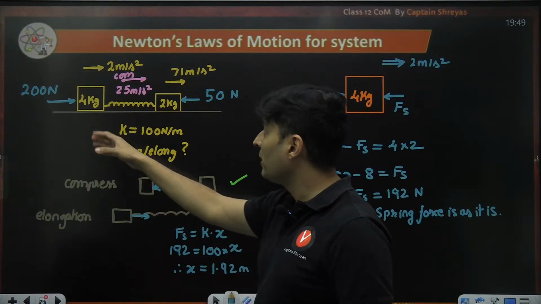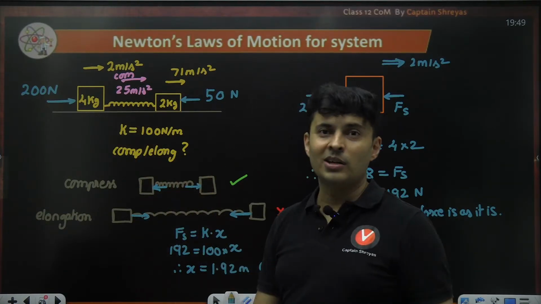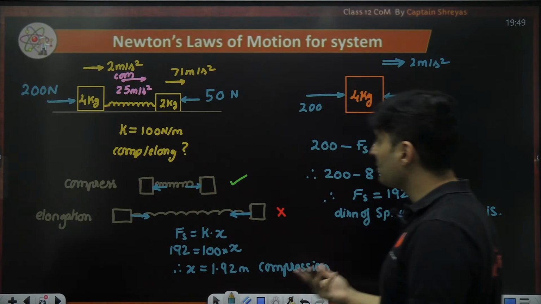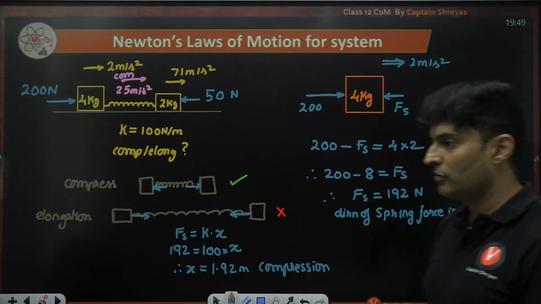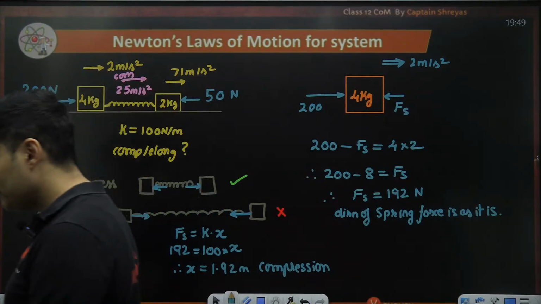We can also figure out how much is the compression or elongation also. So all these things we were able to do because of center of mass, isn't it?